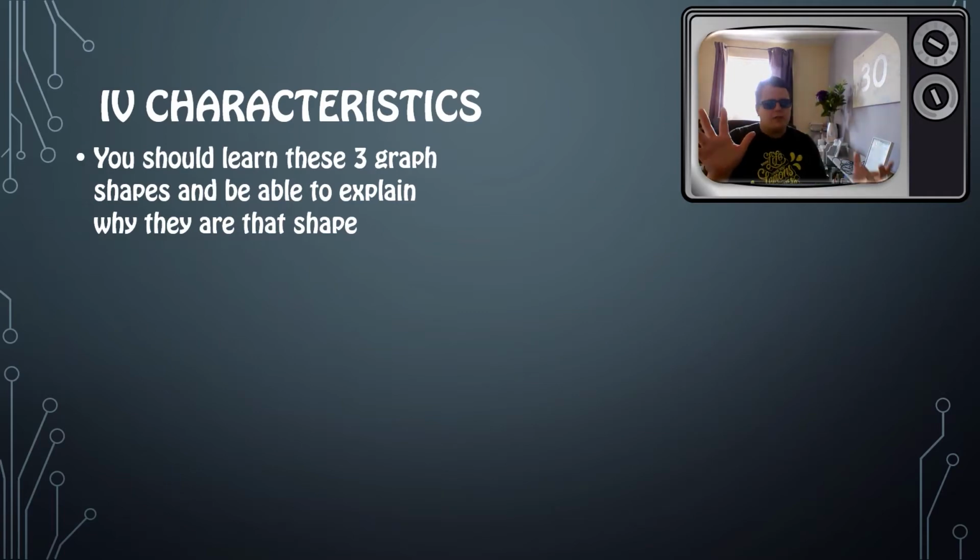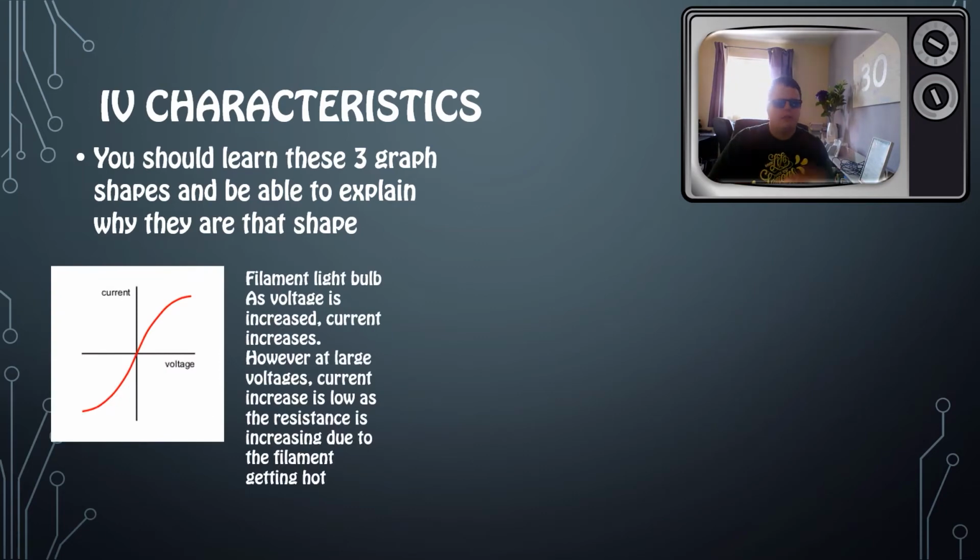Okay, so IV characteristics. Alright, so there's three graphs you need to learn, three components. Filament light bulb. So for a filament light bulb, it is this curved shape. So as voltage increases, current increases. However, once we get to large voltages, the increase in current slows down.